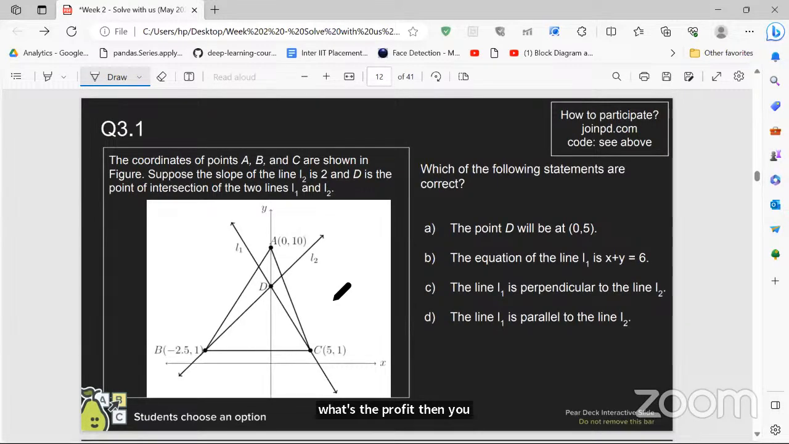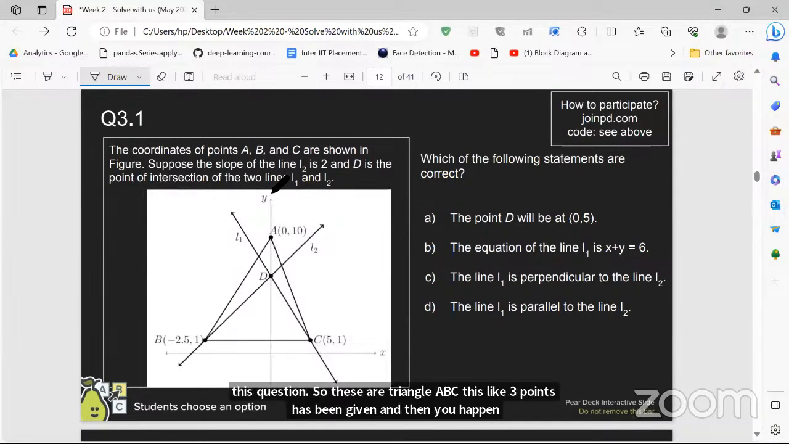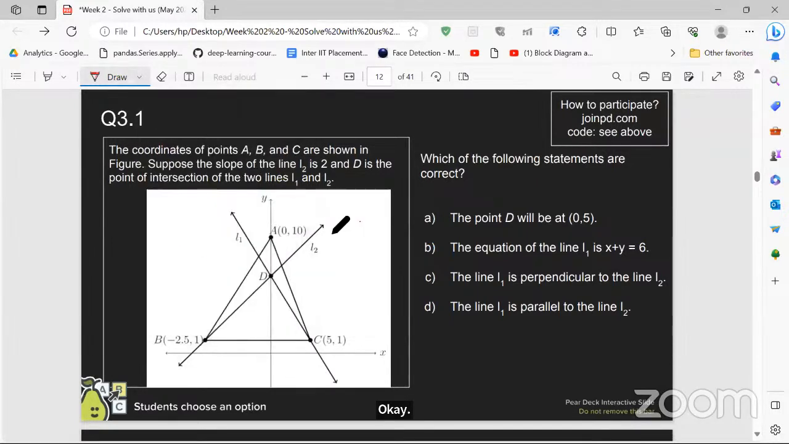This question is not that difficult, but it may take some time, so I'll explain it. This is a triangle ABC. Three points have been given, and two straight lines, L1 and L2, have also been given. The slope for L2 has been given, and the slope for this L2 is 2.